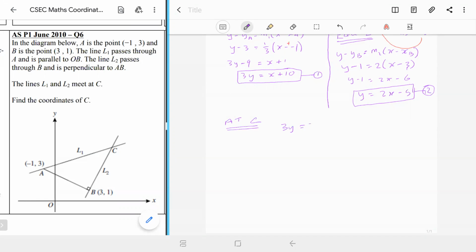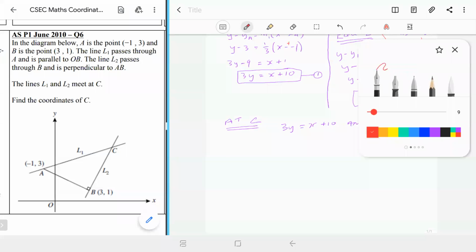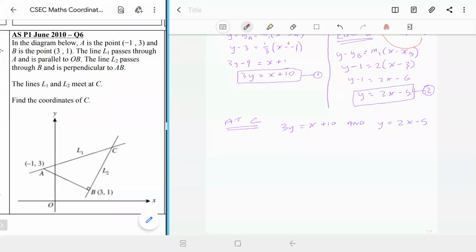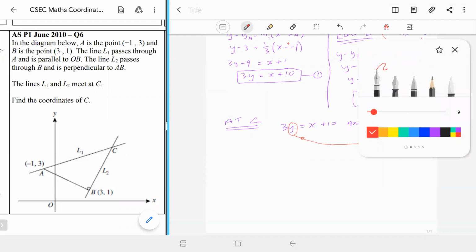3y is equal to x plus 10, and at the same time, y is equal to 2x minus 5. The 2 equations are valid at the point C, because the 2 lines pass through the point C. So C is the point that satisfies those 2 equations. To solve them simultaneously, you can just use a substitution method. This y, I'm going to bring that y value and put it here. Substitute it.